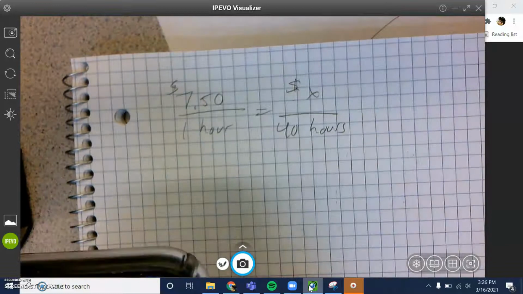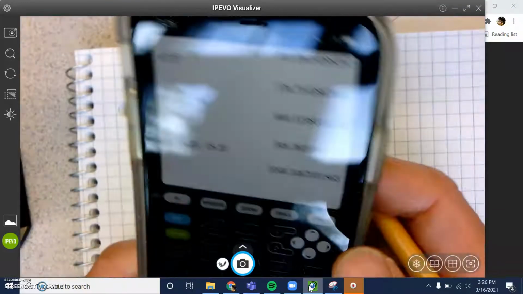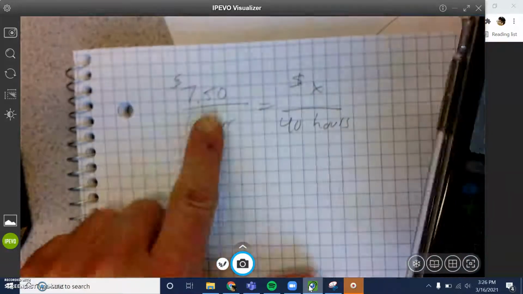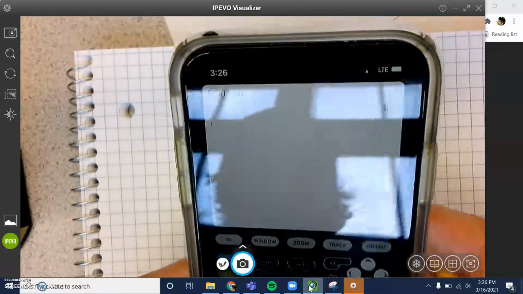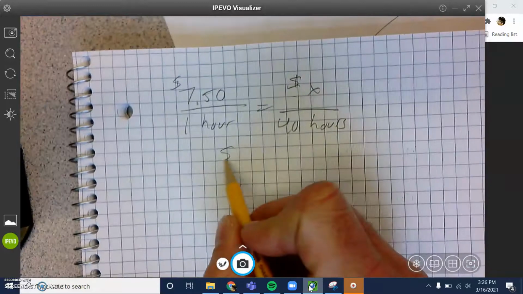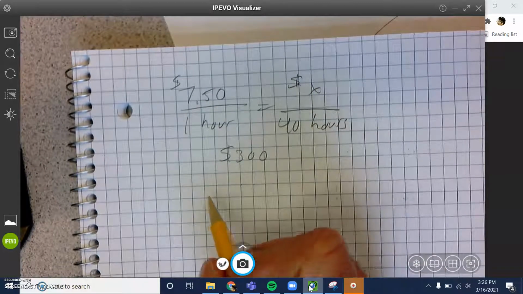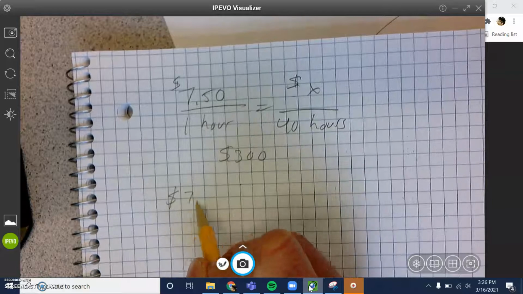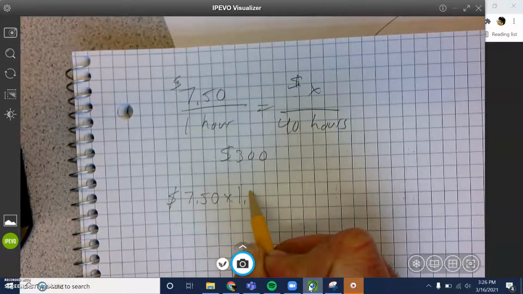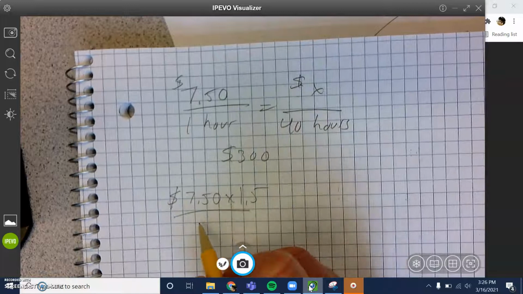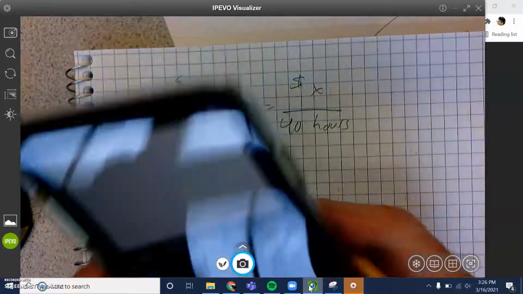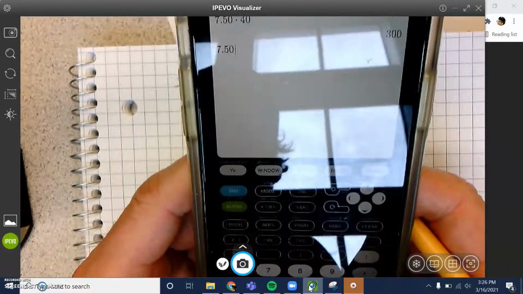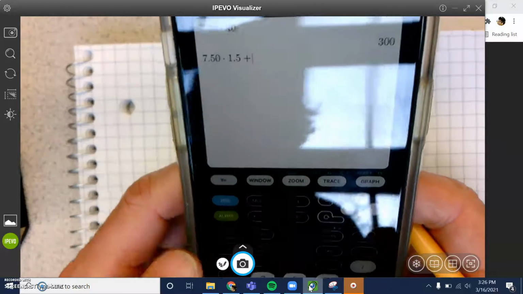Okie dokie. So I'm going to calculate. That's my app. It's got my wonderful graphing calculator. So 7.50 times 40. It's going to be $300. So it's $300 on the regular. But she's going to get paid 1.5 times that for 2 hours. So 7.50 times 1.5.